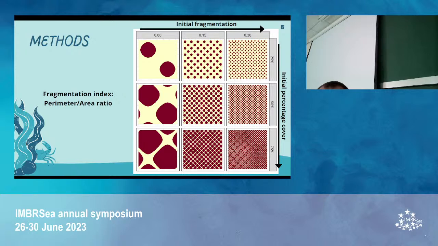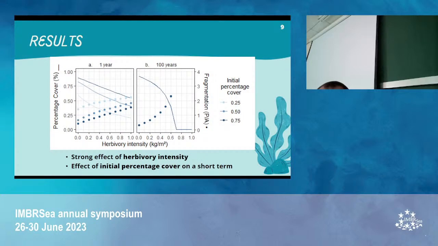The first result that I'm going to show will concern the low initial fragmentation, so these 3 landscapes. So we have low initial fragmentation, and we see the 3 initial percentage cover levels that are the shades of blue. We ran the simulation over 100 years to reach equilibrium. But we also looked at the state of the model after 1 year in order to understand a bit more the dynamics of the model.